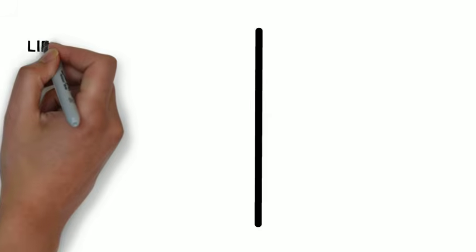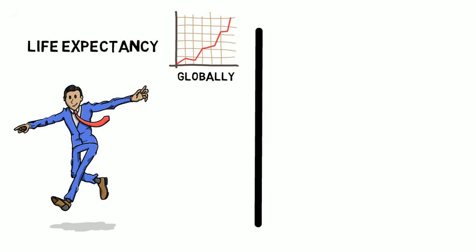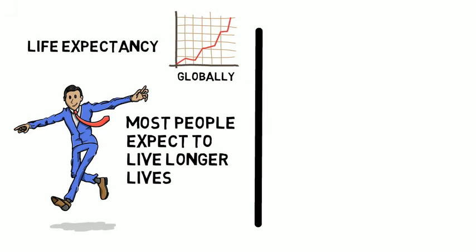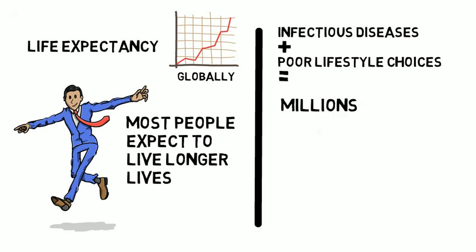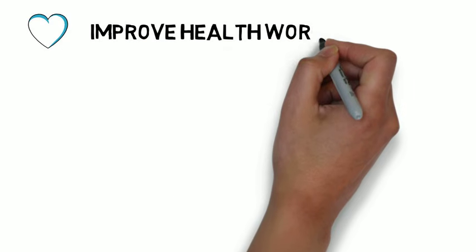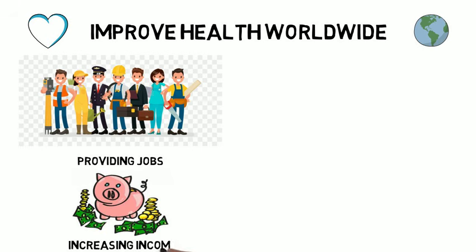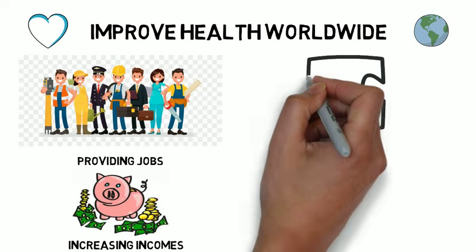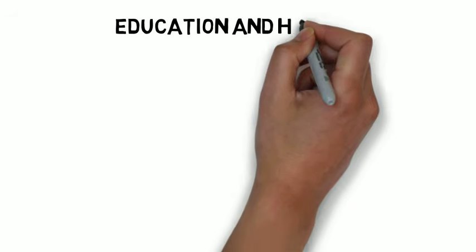Because life expectancy is increasing globally, most people can expect to live a longer life. However, infectious diseases and poor lifestyle choices still lead to millions of deaths, especially in developing countries. This clearly demonstrates the need for nations to continue to work on improving health worldwide. Providing jobs and increasing incomes is an important part of this effort, since there is a direct correlation between income level and health. There is also a strong connection between education and health.